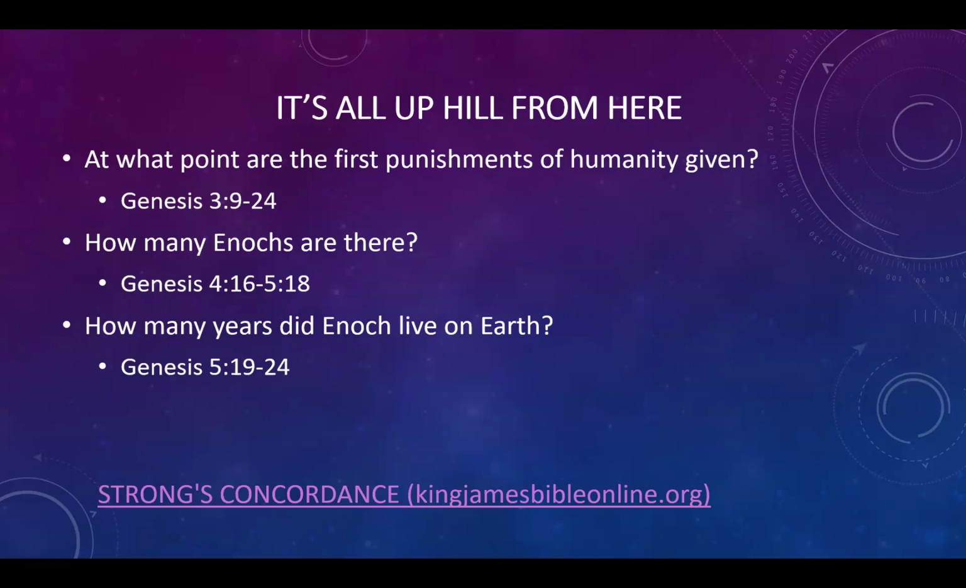And Jared lived after he begot Enoch 800 years and begot sons and daughters. And all the days of Jared were 962 years, and he died. And Enoch lived 65 years and begat Methuselah. And Enoch walked with Elohim after he begat Methuselah 300 years and begat sons and daughters. And all the days of Enoch were 365 years. And Enoch walked with Elohim, and he was not, for Elohim took him.